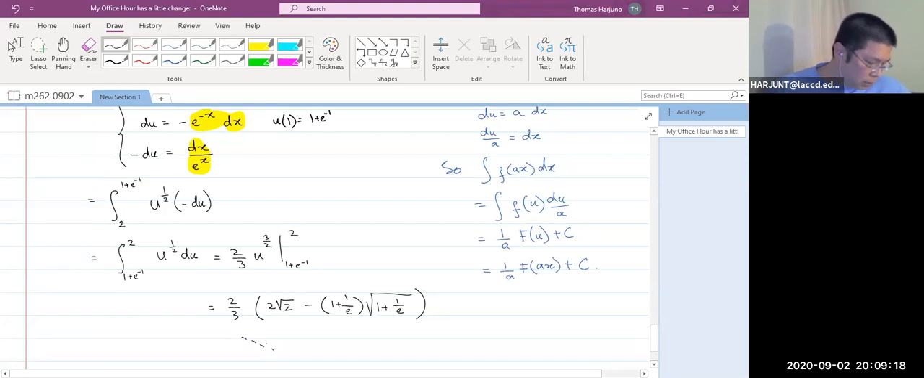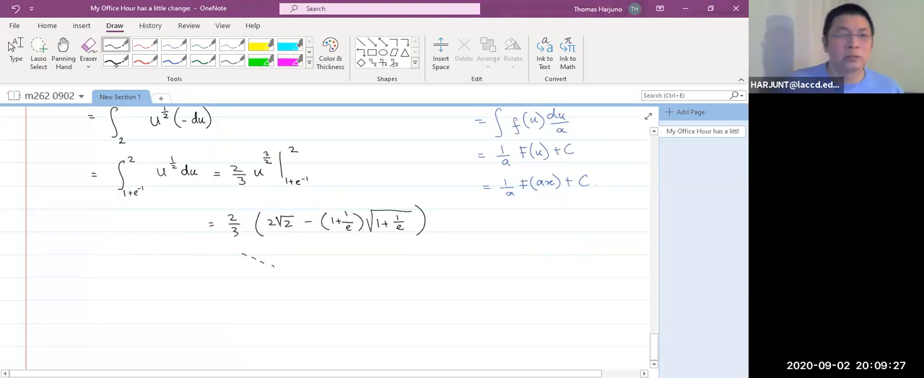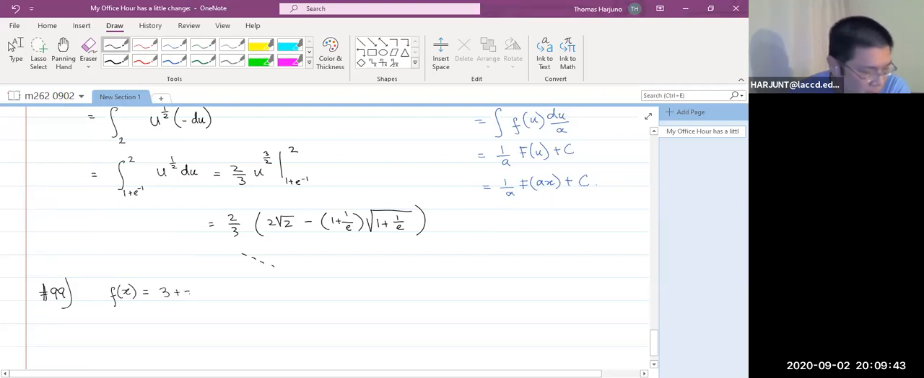That's for number 90. I wonder if there's another question of your interest. Oh, I think number 99 is interesting. I like it. I usually don't do even numbers, but this one seems interesting. So number 99: f of x equals 3 plus x plus e to the x. The question is, find the derivative of f inverse at 4.